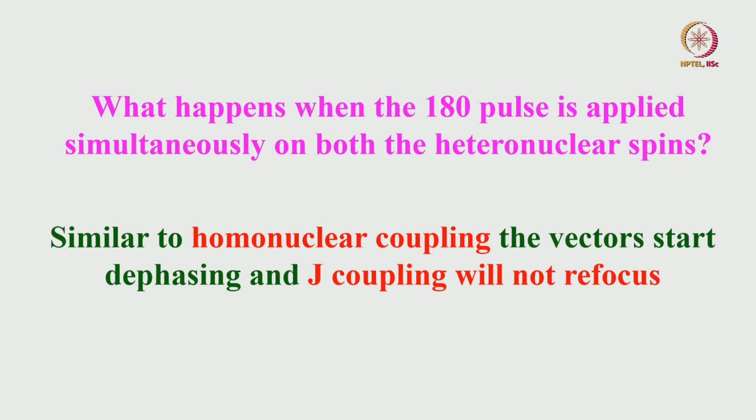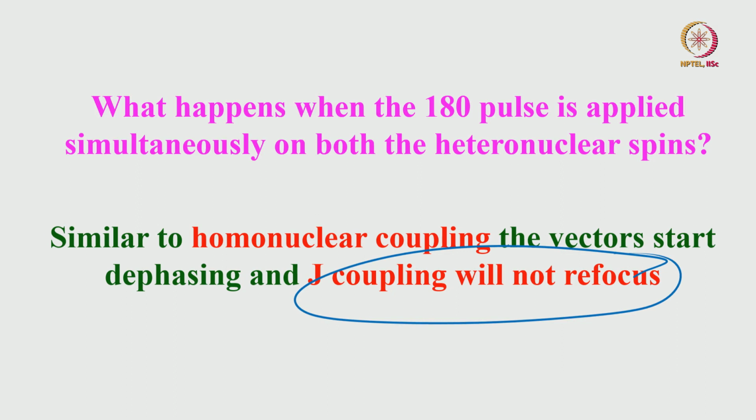If you apply a 180 on A spin, X spin states get interchanged also. As a consequence, A which was in alpha state will experience beta, and similarly vice versa. Exactly analogous to the homonuclear situation. When you apply a 180 pulse simultaneously on both heteronuclear spins, the vectors will start dephasing. There is no question of refocusing at all. Vectors will not refocus. You understand?